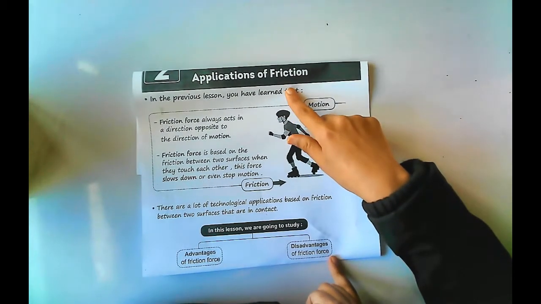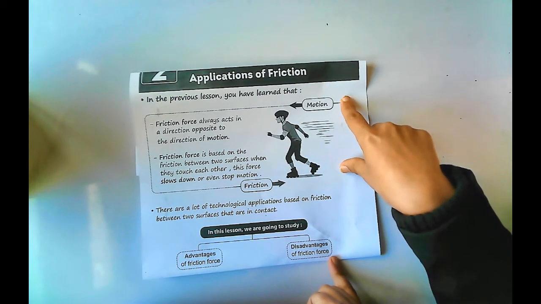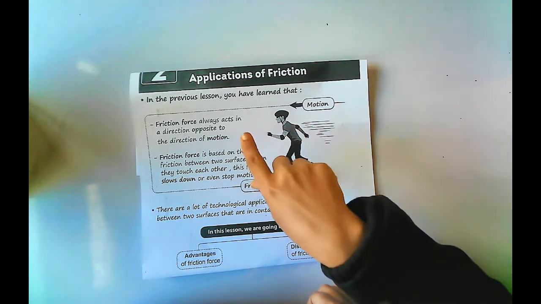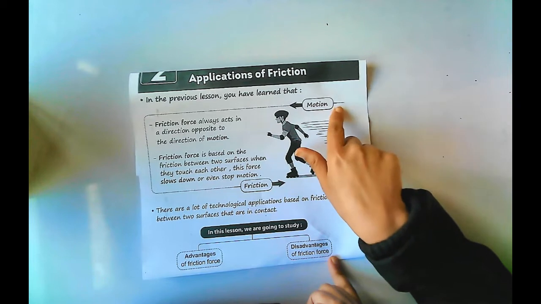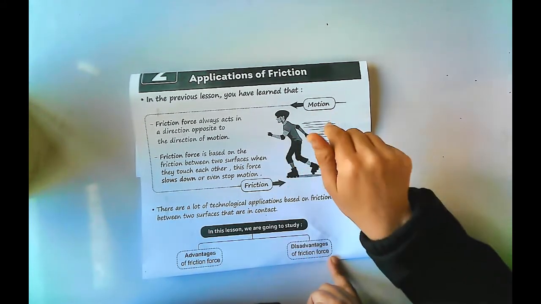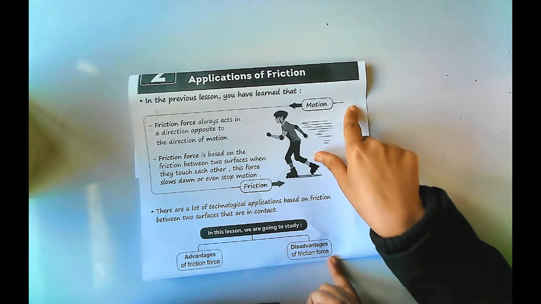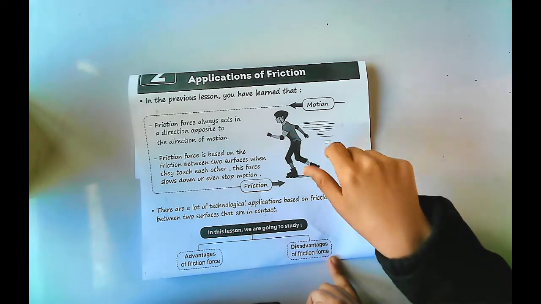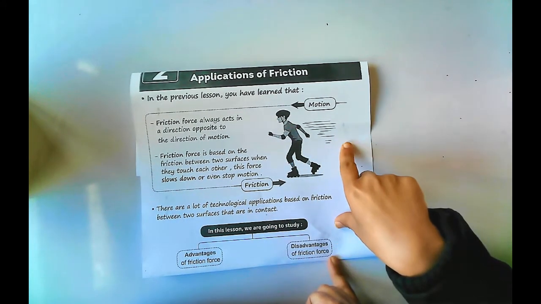Today we're going to take a new lesson, lesson number 2, application of friction. In the previous lesson, you learned that the friction force always acts in the direction opposite to the direction of motion. So the motion is opposite to the friction and the friction is opposite to the motion. In this lesson, we are going to study the advantages and disadvantages of friction force.